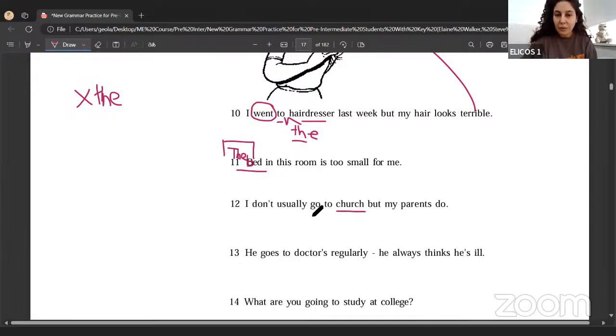Yeah, so again, when we're talking about going to somewhere, we don't put the. So I don't usually go to church. Remember those words? To go to the school, not the. Because when you're using this verb, you're going somewhere, then no. So we just leave it. The sentence is good.